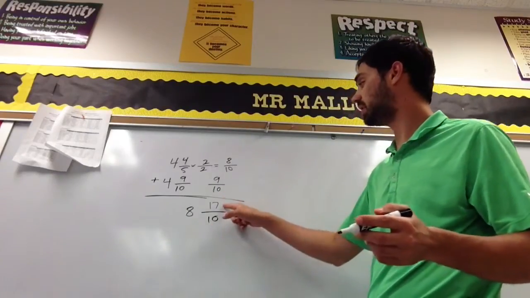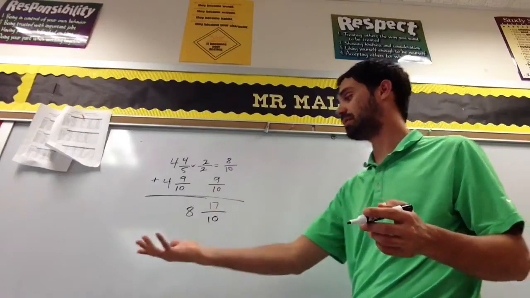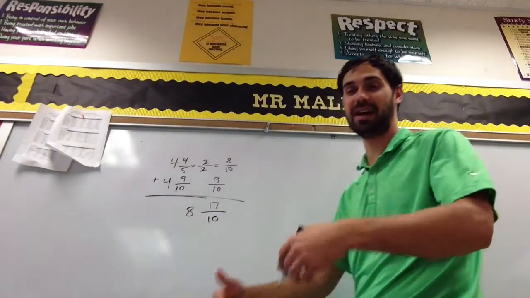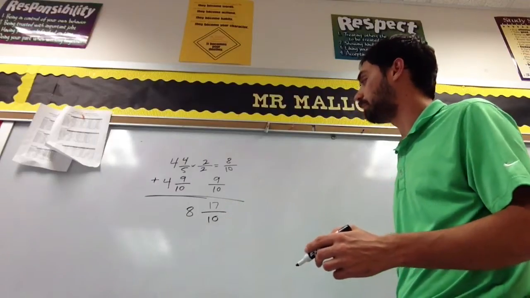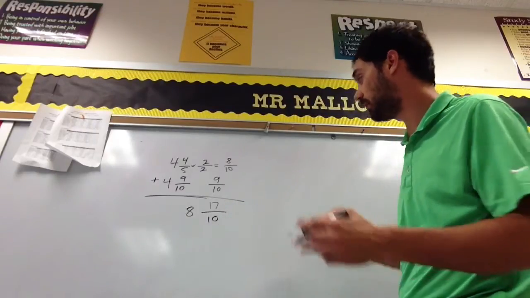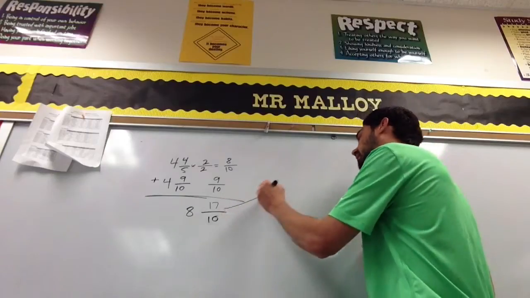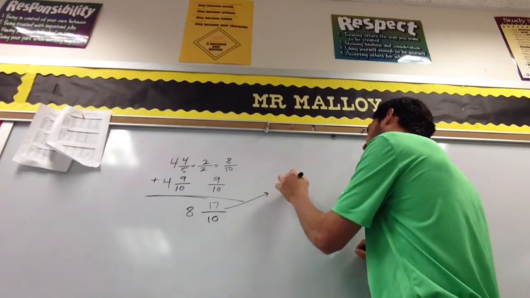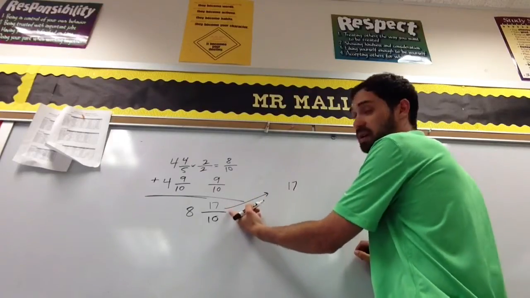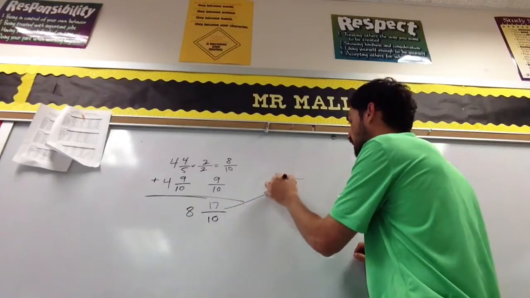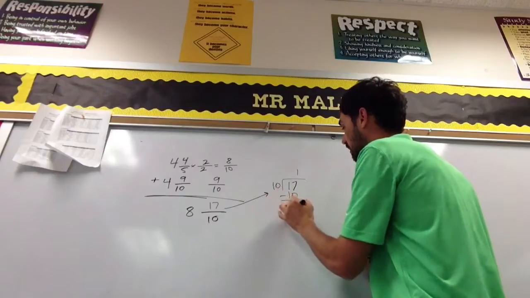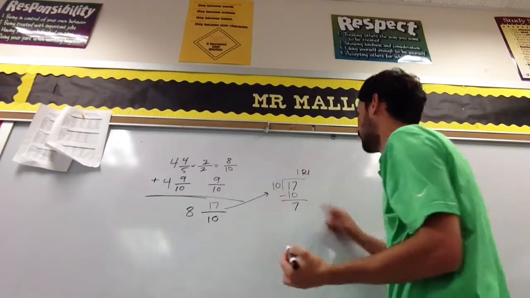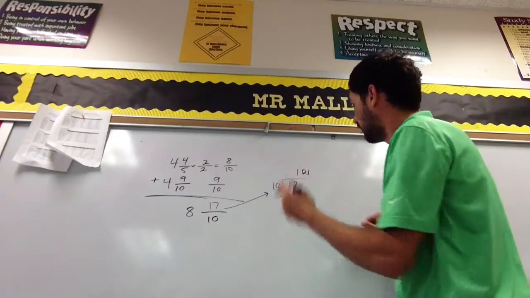Now, not only do we have to be aware of if we have to simplify it, now there's another layer: changing the improper fraction into a mixed number, so we have to remember to do that. So we use division. 17, remember the fraction bar means divide, divided by 10. How many 10s in 17? 1. Remainder 7. This one is the whole number.